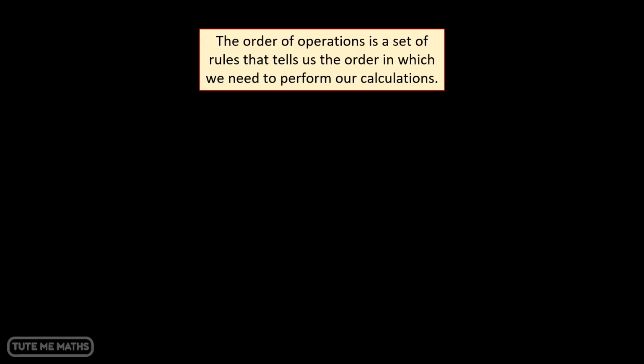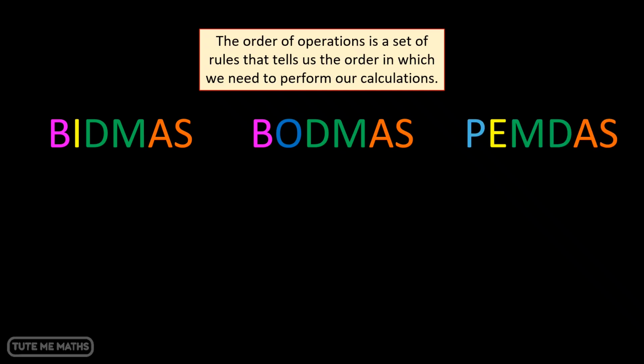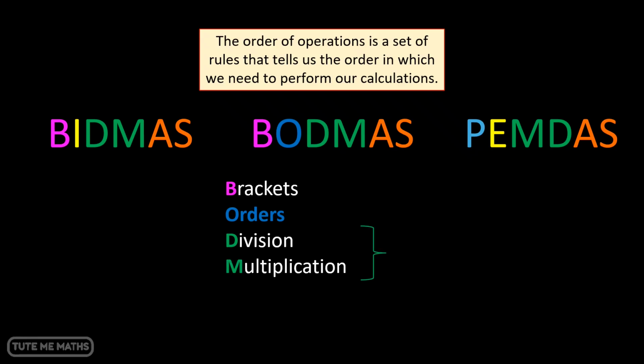In school, you probably learnt a simple acronym or mnemonic to help you recall the correct steps to follow. There are various versions of this, depending on which country or even which state or region you were educated. The 3 most commonly used are BODMAS, BIDMAS, and PEMDAS. BODMAS stands for brackets, orders, division and multiplication from left to right, and addition and subtraction from left to right.